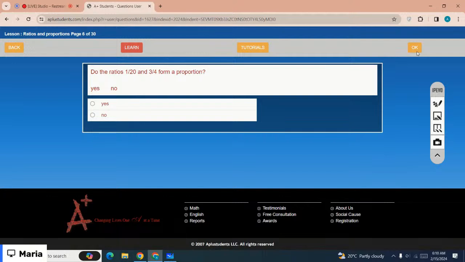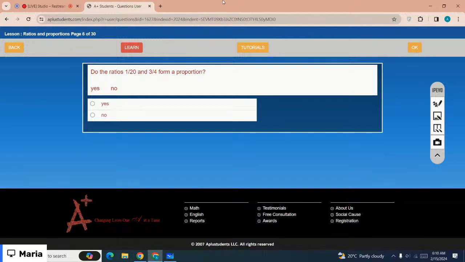Do the ratios 1 by 20 and 3 by 4 form a proportion? Which is the correct option? The correct option is no, they do not form a proportion, right? You can complete the lesson by yourself later today. Let me move on to the next lesson.